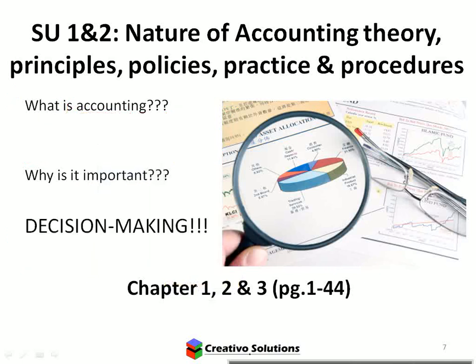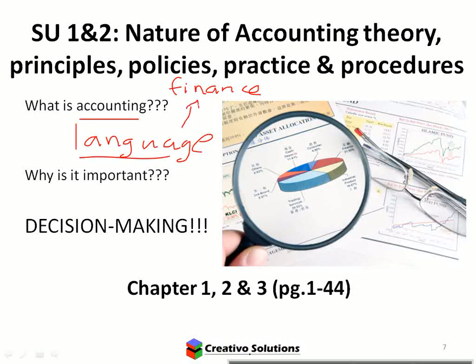Okay, so to answer these questions, what is accounting? You could have just said it's a language. Okay, so you may or may not be able to speak other languages. This is a language we're going to learn how to speak because what does this language deal with? What we spoke about earlier, finance. Okay, money. So if you said accounting is a language, you would be right. It's a language for communicating specific information relating to money or finance. That's all it is.